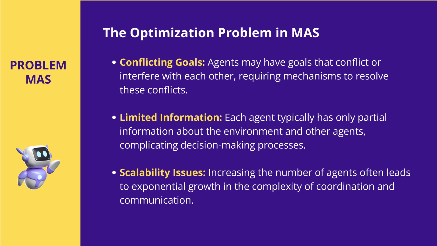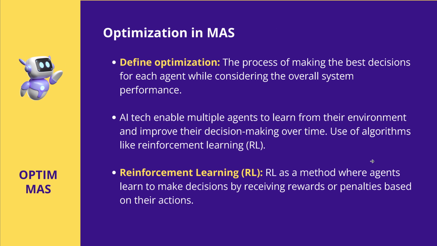And of course, we have to compute all of this, so it can increase the complexity of the coordination and the communication, simply in a code base. Now, if we do the optimization in math, we have to define what kind we want. What we are focusing on today is the best decision for each agent while considering the overall system performance. So AI technology enables multiple agents to learn from their environment and improve their decision making over time.